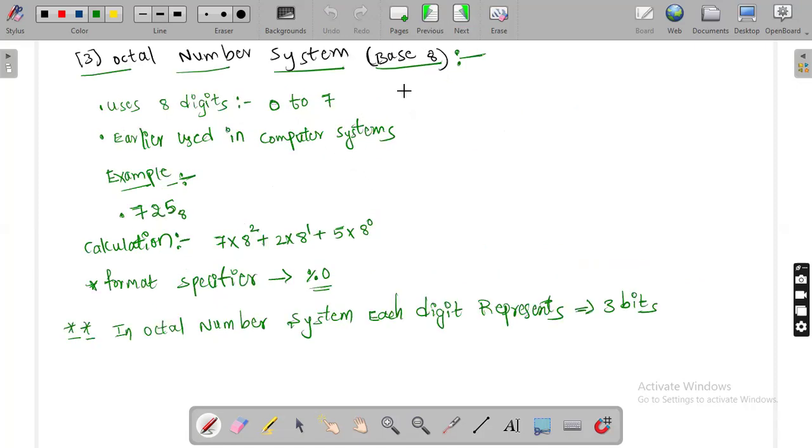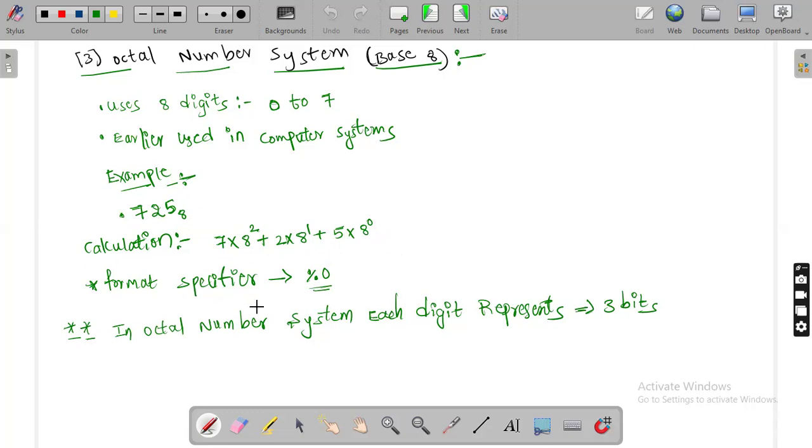Octal number system. For the octal number system, base is 8. It uses 8 digits, 0 to 7. Earlier it was used in computer systems also. Next, how to represent this? 725 to the base 8. How to calculate this? Same. At the ones place 5 is there, at the tens place 2 is there, at the hundreds place 7 is there. Use 8 every time for calculation because the base is 8 for an octal number. So 5 into 8 power 0 plus 2 into 8 power 1 plus 7 into 8 power 2.